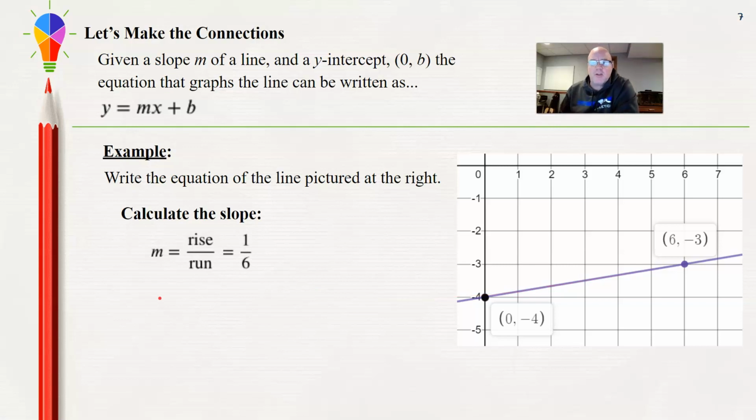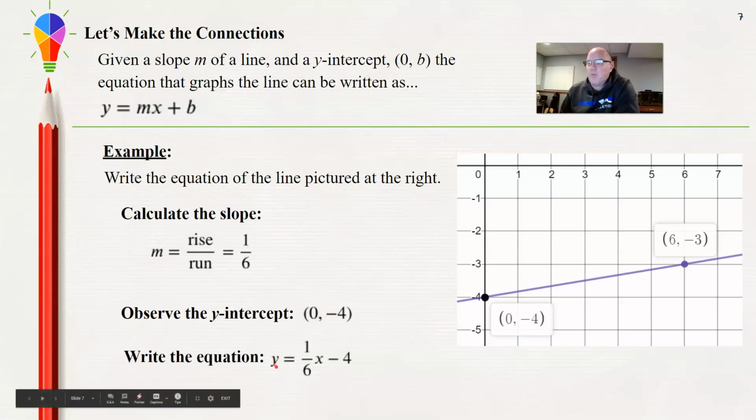If you're more comfortable using the slope formula, you can go ahead and use the slope formula as well. They gave me a y-intercept. The y-intercept is (0, -4), and that's all I need. I'm ready to write this equation. The equation is going to be y equals 1/6 x, there's my slope, mx, minus 4. There's my y-intercept. And that's going to be the equation that graphs that line.